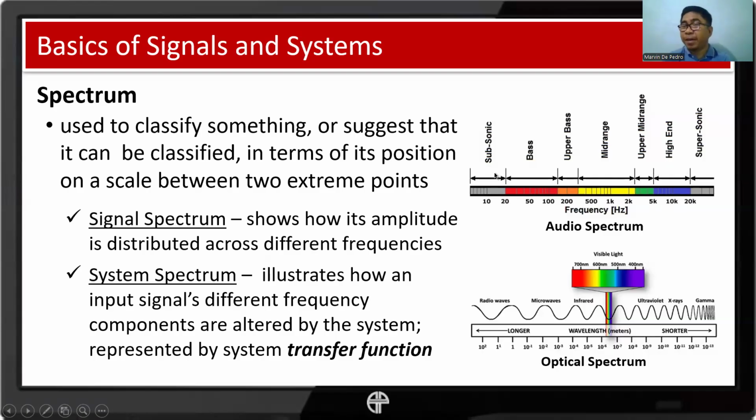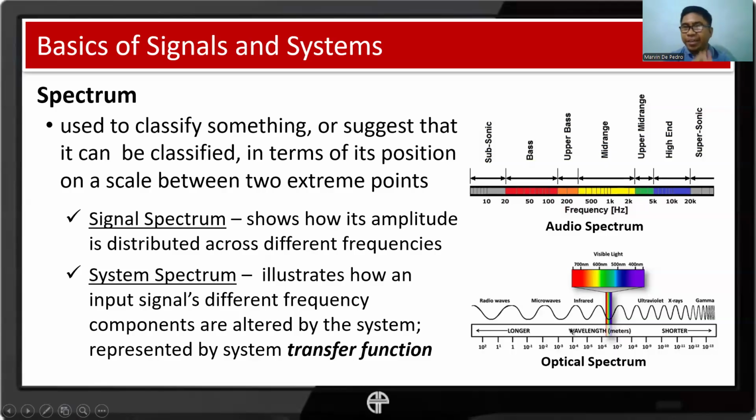Below the bass, we have what we call subsonic. This is the spectrum that has too low a frequency for the human ears to hear or sense. On the other hand, we have the supersonic spectrum, which has frequencies that are too high for the human ear to perceive. In the same way, we have the optical spectrum. If our ears have the audio spectrum, our eyes have the optical spectrum as well.